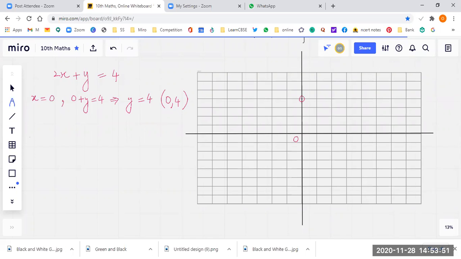How will I take the second point? Take y is equal to 0. Put the value y is equal to 0 in this equation. So I will get 2x plus 0 is equal to 4, or 2x is equal to 4. From this I will get x is equal to 2. So what is the second point? 2 comma 0.